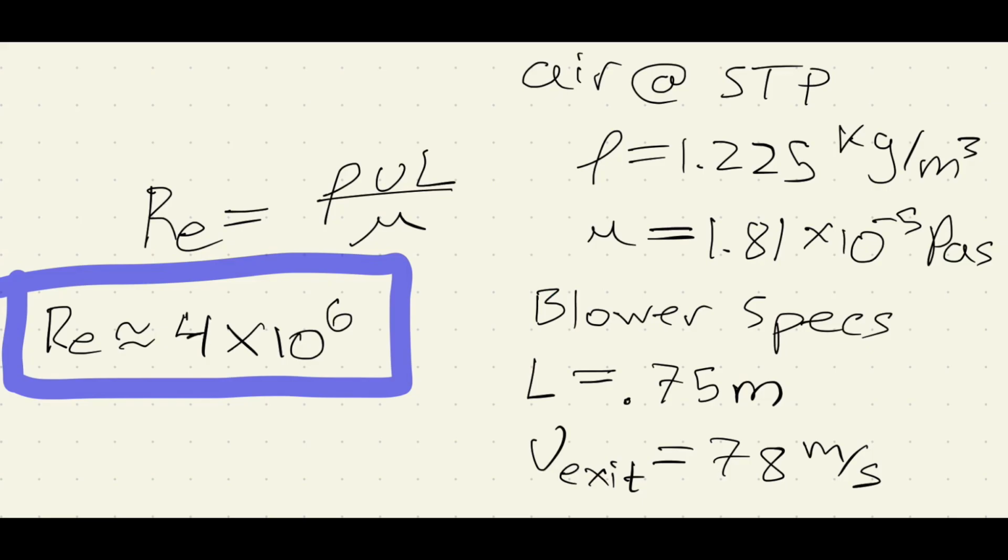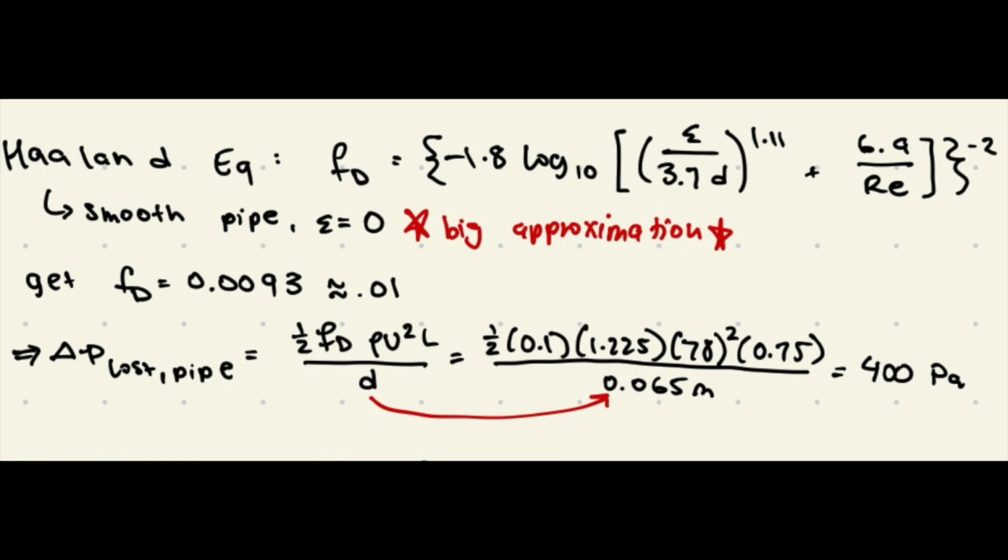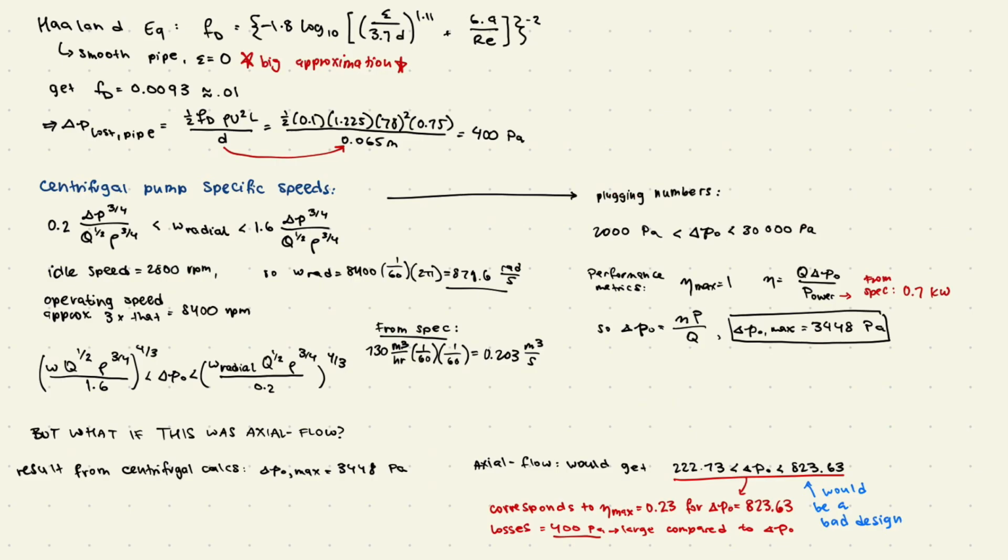The specs of this device list the air output velocity as 78 meters per second. As calculated, the Reynolds number of the exit pipe is on the order of 10 to the 6th, indicating turbulent flow. We then use the Reynolds number to calculate the viscous dissipation factor, and then the pressure loss drop using a smooth pipe approximation. Using the best speed range equations for radial flow, specs from the datasheet we found online for a blower, and approximating the average operating speed as triple the idle speed, we calculate a range of possible pressure change values, 2,000 pascals to 30,000 pascals.